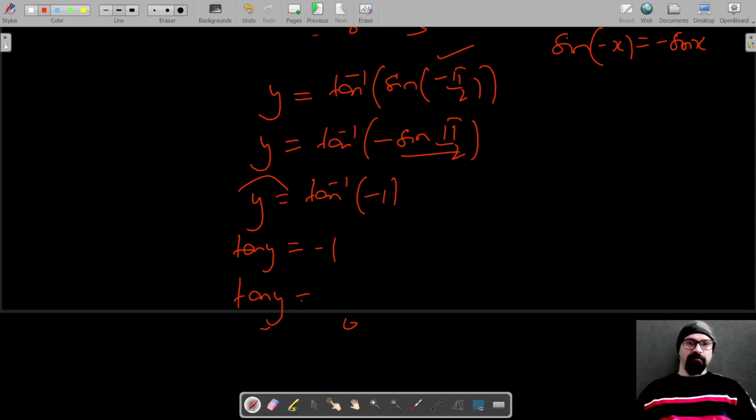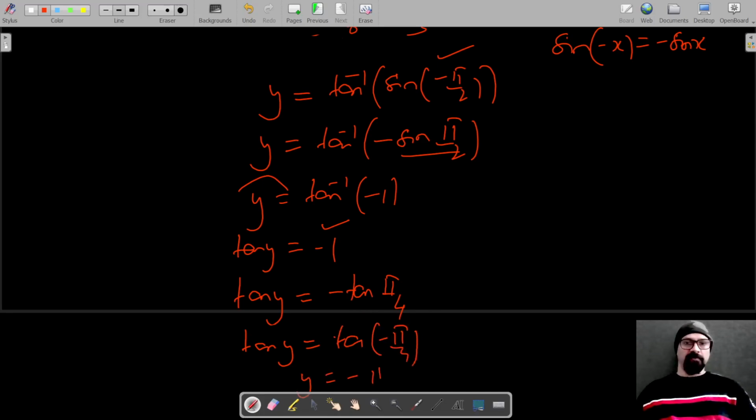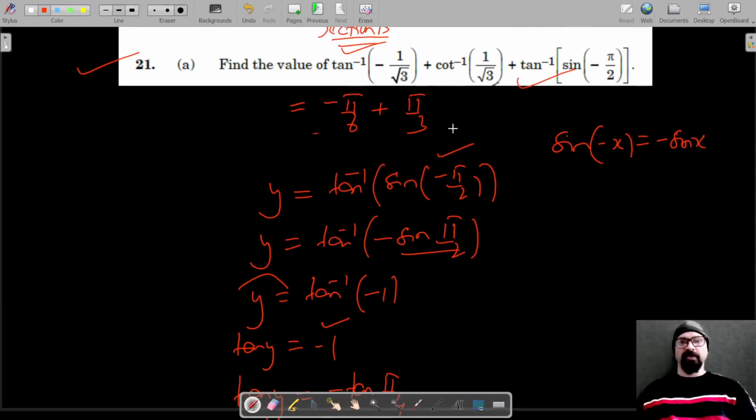And the angle for which the value of tan is 1 is pi by 4. So I can write it as negative tan pi by 4. And this is now tan y is equal to negative of tan x is equal to tan of negative x. So this is tan of minus pi by 4, which gives me y is equal to negative pi by 4. So this is negative pi by 4.